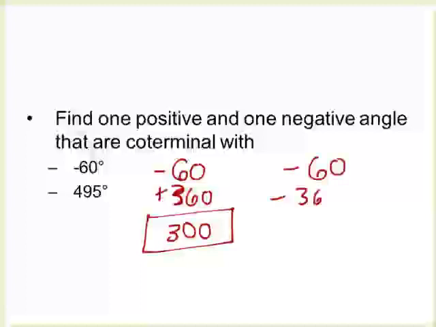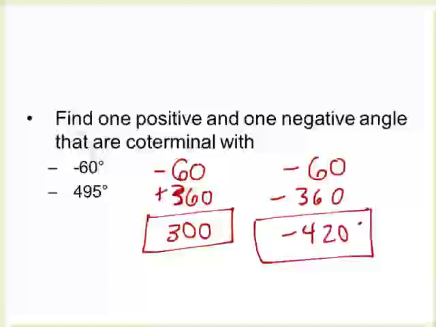For a negative coterminal angle, I'm going to subtract 360 degrees. So if I would graph negative 60, 300, and negative 420, they would all end in exactly the same place. And that's what it means to be coterminal. That when you graph the angles, they will end in exactly the same place. Coterminal, co means with or together. Terminal means ending. So they are angles that end together or with each other. So if you would graph them, they should end in the same place.